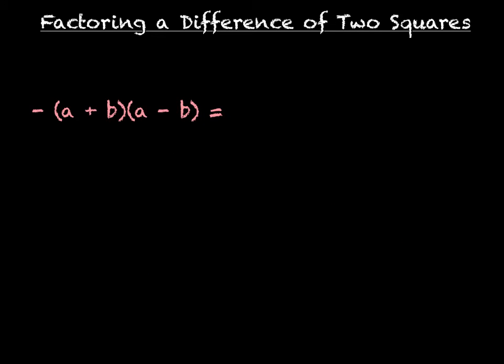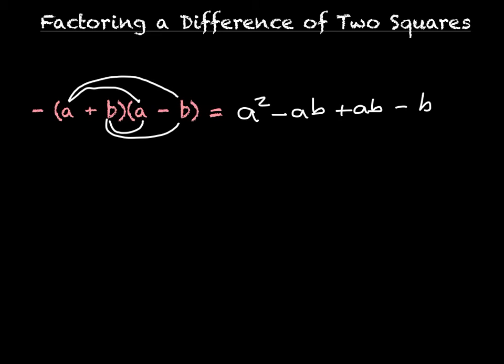The other type of special case we have is factoring a difference of two squares. Okay, so if I were to take two binomials and multiply these together, a plus b, a minus b, then I would have a squared minus ab plus ab minus b squared. So if I were to simplify those, my ab's would cancel out because it's plus ab minus ab. So I'd be left with a squared minus b squared.